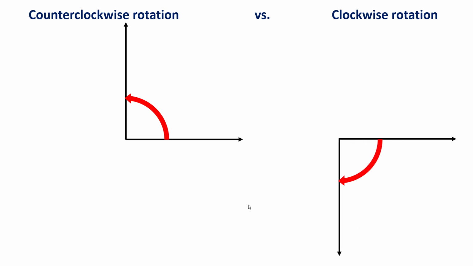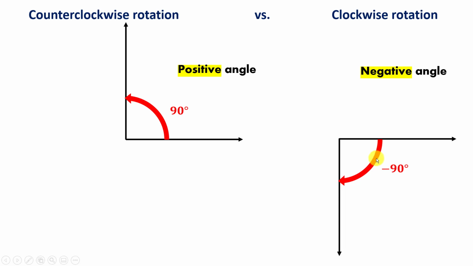And the difference is the following. When we rotate counterclockwise, we obtain positive angles. We already know that this is a 90-degree angle, well, a positive 90-degree angle. But when we rotate clockwise, we obtain negative angles. As you can see, the amount of rotation is the same as in the first case. The only difference is the direction. For this reason, the angle that we obtained measures negative 90 degrees. So once again, counterclockwise rotation produces positive angles. Clockwise rotation produces negative angles.